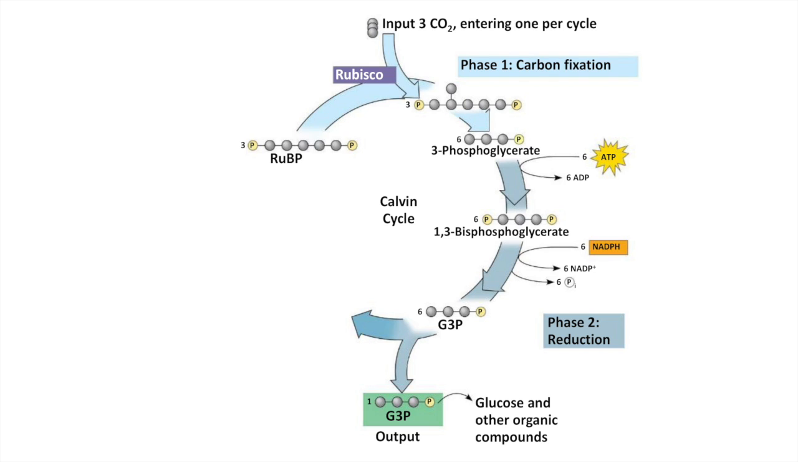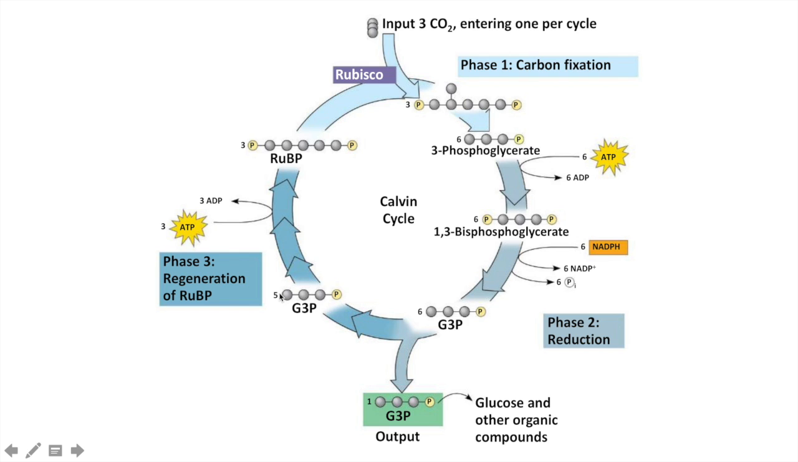All right, so to make it a cycle, we still have to finish what's over here in this section over here. So we have to regenerate ribulose bisphosphate. The way that we do that is those 5 remaining G3P molecules, we're going to shuffle them around again. We're going to use the ATP energy to phosphorylate them. We're going to take these 5 3-carbon molecules, shuffle them around to make 3 5-carbon molecules.